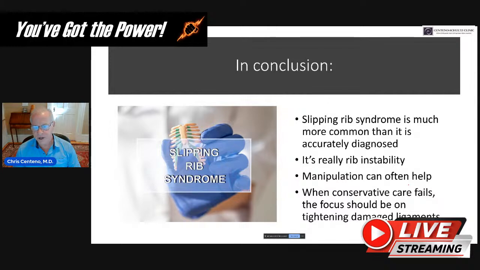So in conclusion, slipping rib syndrome is much more common than it is accurately diagnosed out there. So it's underdiagnosed, in my opinion. It's really just rib instability. And manipulation can often help, but when that doesn't work, we should be focused on precise injections of all those structures I talked about to provide rib stability.